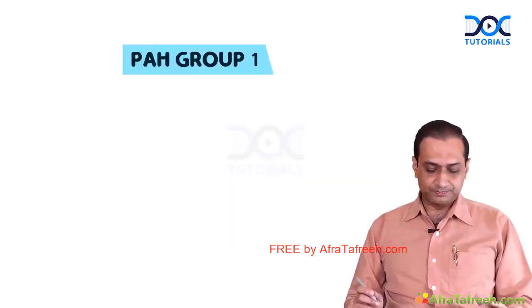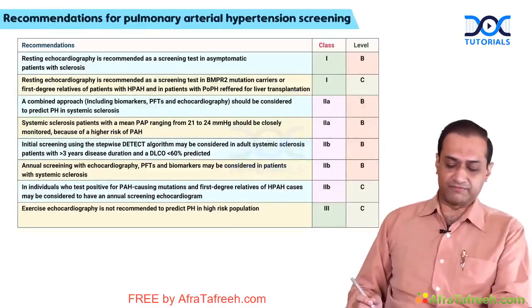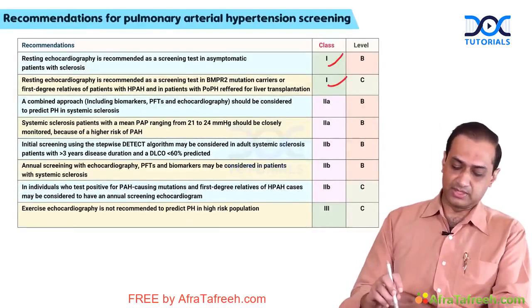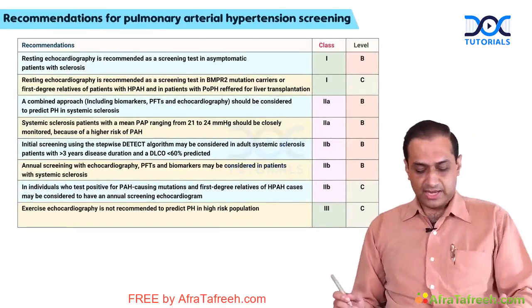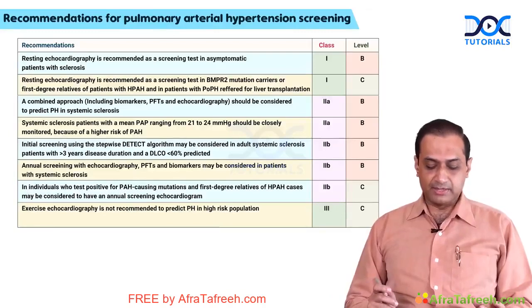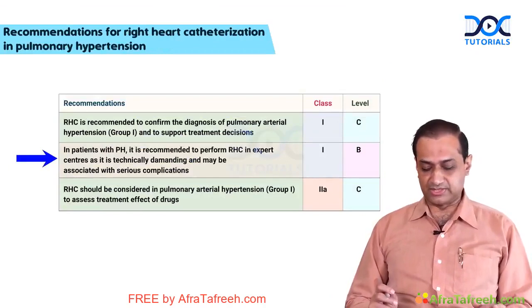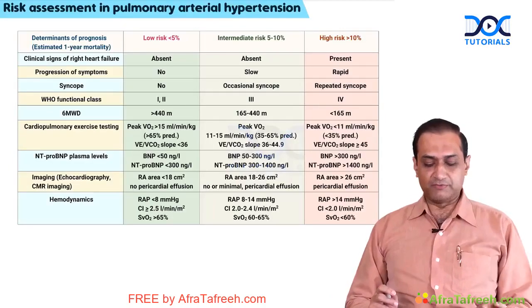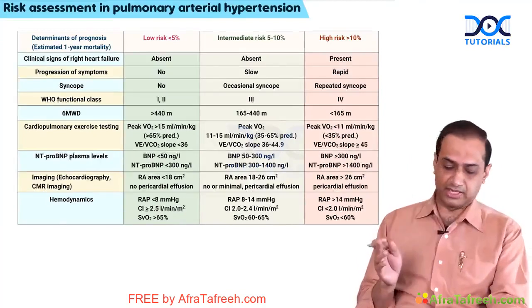Now, let us come to specific groups. For PAH, group 1, resting echocardiography is again class 1, and so is mutation assessment if you find it in familial patients. Exercise echo is not recommended. Again, in patients with PH, it is recommended to perform right heart cath in an expert center because it is technically demanding. For assessment of PH, you have the categories of low, intermediate and high risk.